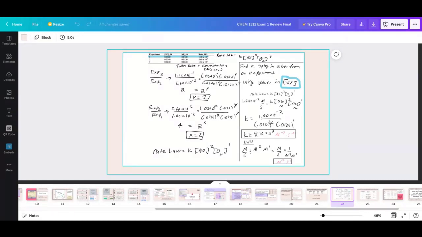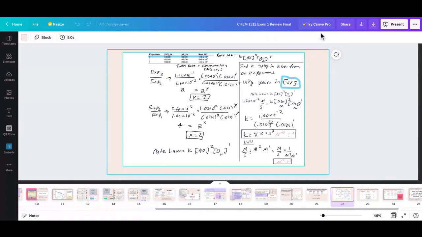Okay, so when we find those two variables, we have the rate law equal to k times NO to the power of 2, times O2 to the power of 1. Is the 2 the value where you said your n is? Yes, that is correct.